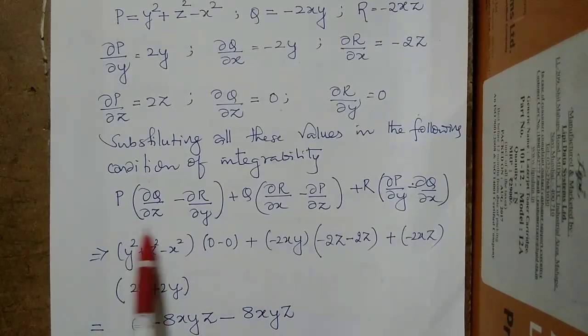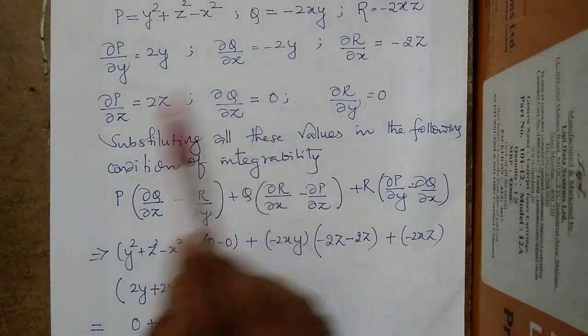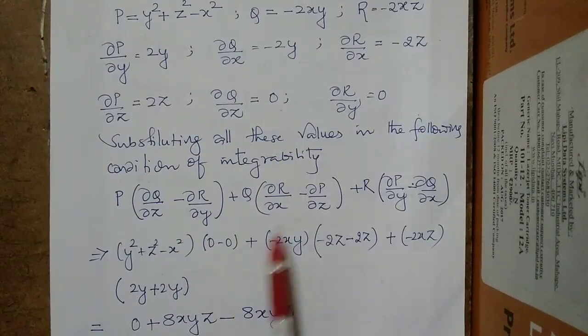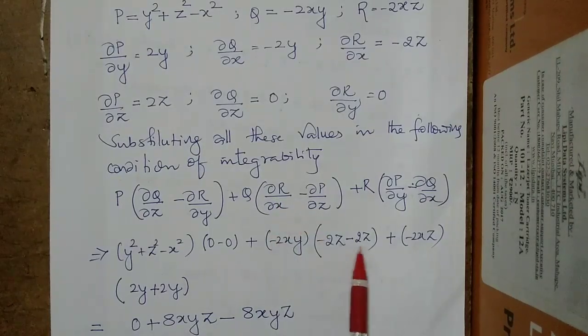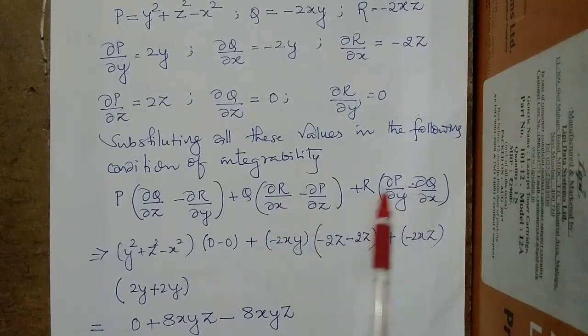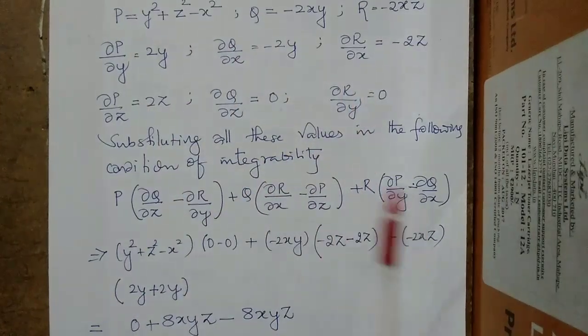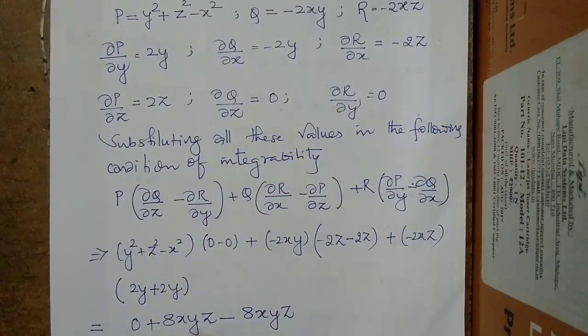So P is substituted, and the values of dou Q by dou z and dou R by dou y are 0, 0. Similarly, substitute the Q value, and the values of the partial derivatives; we have to substitute them here. Similarly, we substitute all these values in the condition of integrability. When we substitute and simplify, the first term becomes 0, since 0 into anything is 0, and the simplification gives minus 4z, minus into minus plus 8xyz.